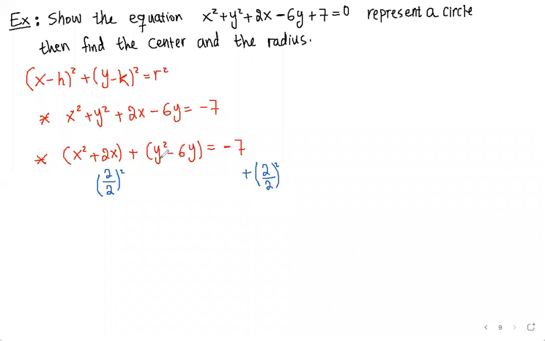And what's the completing of the square of this parentheses? -6 over 2. Exactly. So plus -6 over 2 squared. The same thing we have to add here: -6 over 2 squared.